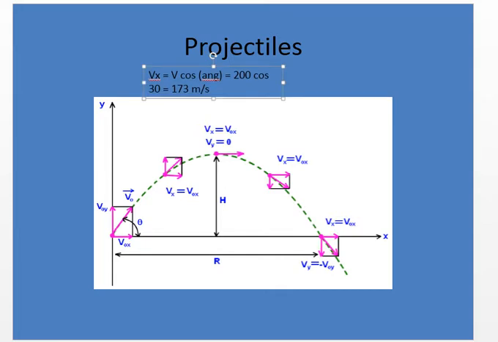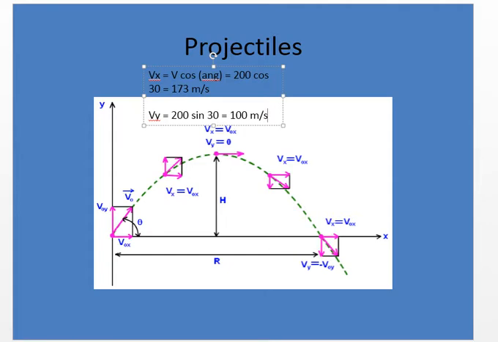Vy is going to be a little different. Okay, Vy, you're going to do the same thing, but you're going to use sine instead. And if you do that, you'll get a Vy equal to 200 times sine of 30, which is going to give you 100 meters per second. So you launch it forward at 173 meters per second and upward at 100 meters per second.